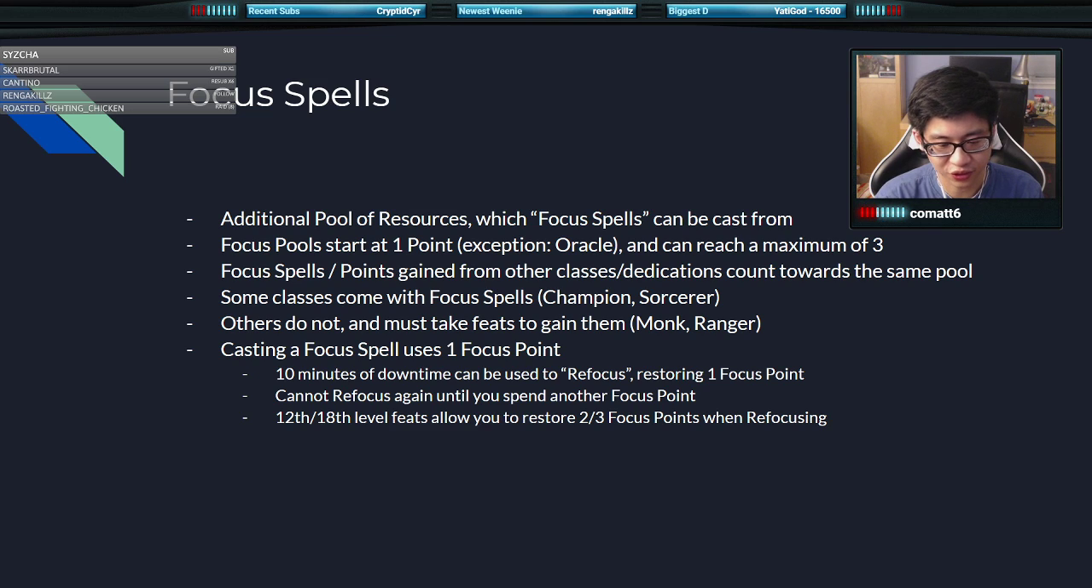After you use one of these focus spells, you can spend 10 minutes of downtime in order to refocus, restoring 1 focus point. Unfortunately, you cannot refocus again until you have spent another focus point. So a 1st level Maestro Bard starts with 2 focus points, and if they were to use Lingering Composition twice in one combat, they would use both of their focus points, and when they refocus, they would only restore 1. They wouldn't restore both of them. There are additional feats that allow you to restore more focus points when refocusing. They're always available at 12th and 18th level.